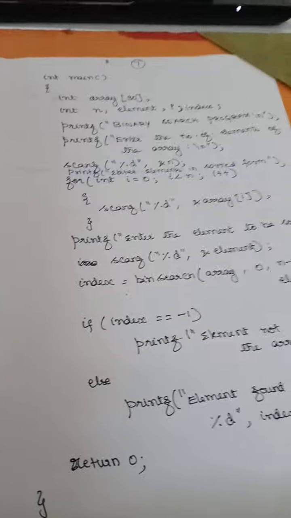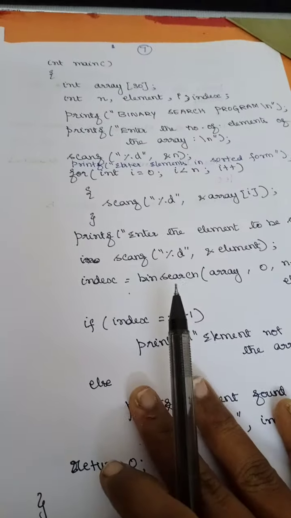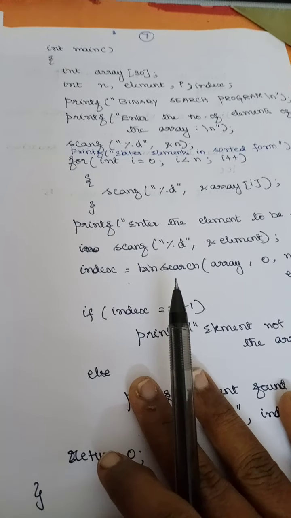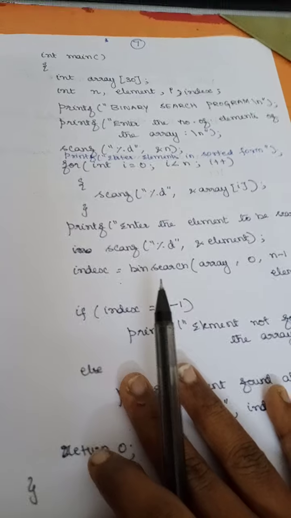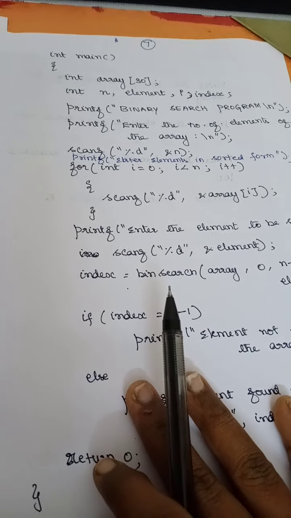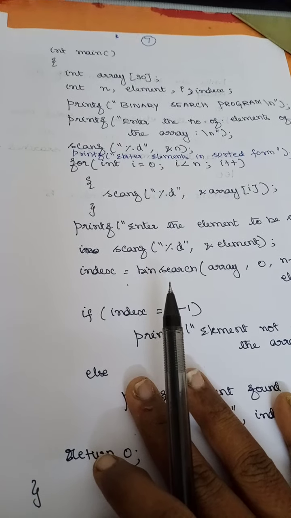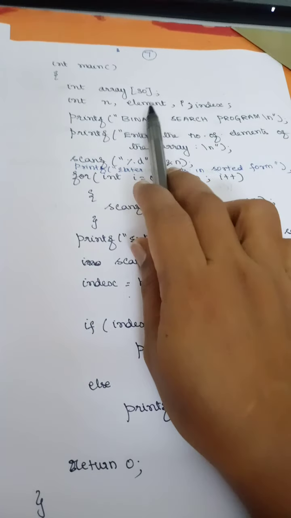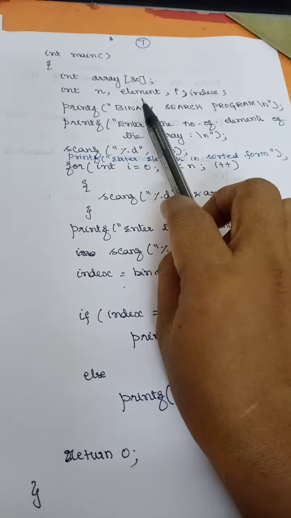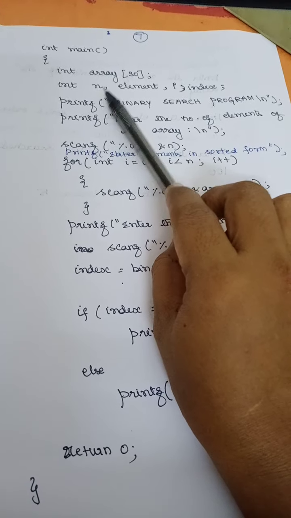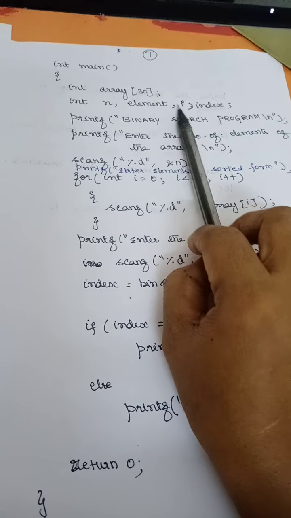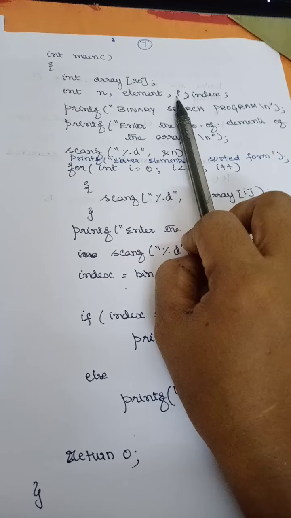First we'll move on to the main program and then we'll come to the function. So int main, here I have an array of 30 elements, and then I have variables n, element, i, index. Here, element means the element I need to search. n is nothing but how many elements I want to store in the array. And i is to use in a for loop.